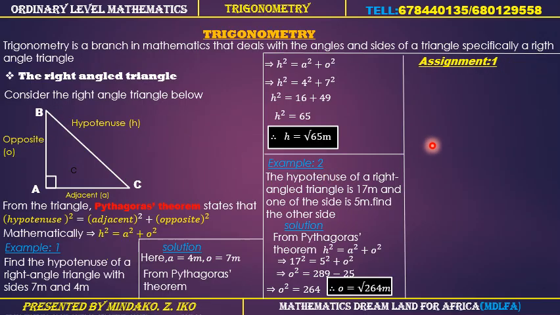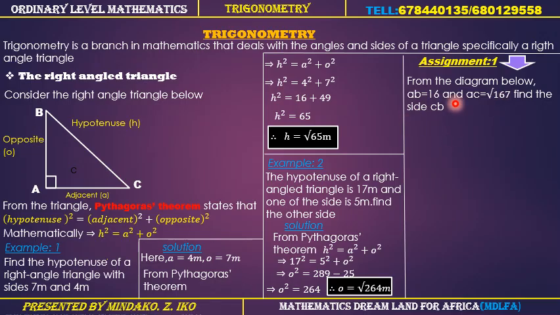Okay, so I have some assignments. Assignment 1: from the diagram below, AB equals 16 and AC equals root 176. Find the side CB. That is the diagram displayed. We can label it A, B, and C. They're asking us to find the side CB. So what is CB actually? CB is the hypotenuse. It means they're asking us to find the hypotenuse.